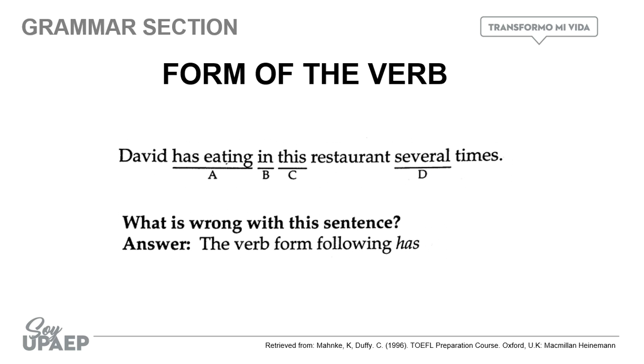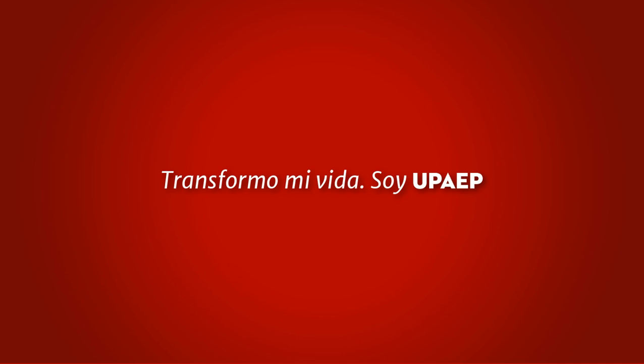So let's do some exercises. David has eaten in this restaurant several times. So what is wrong? If you notice, what is wrong is the verb that follows has. Why? Because as we said, after have, we always need the past participle. So it should be David has eaten in this restaurant several times. So remember, after have, use the past participle.